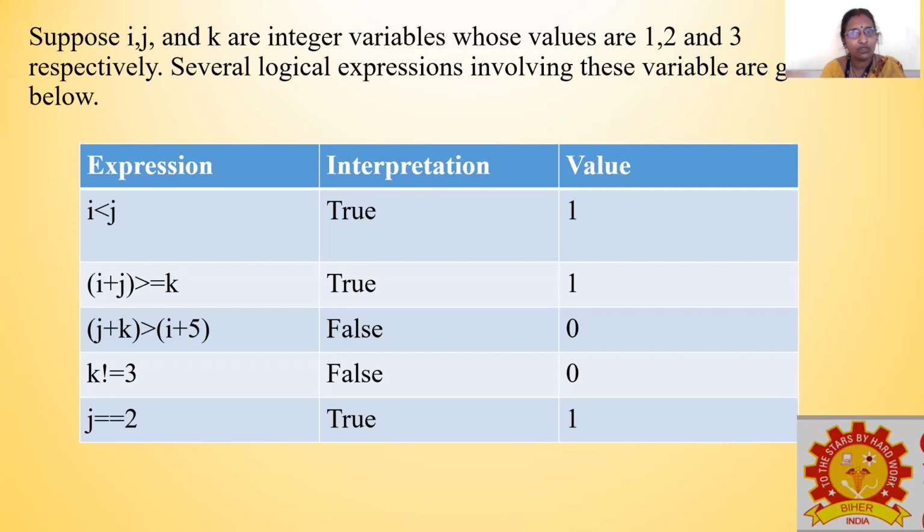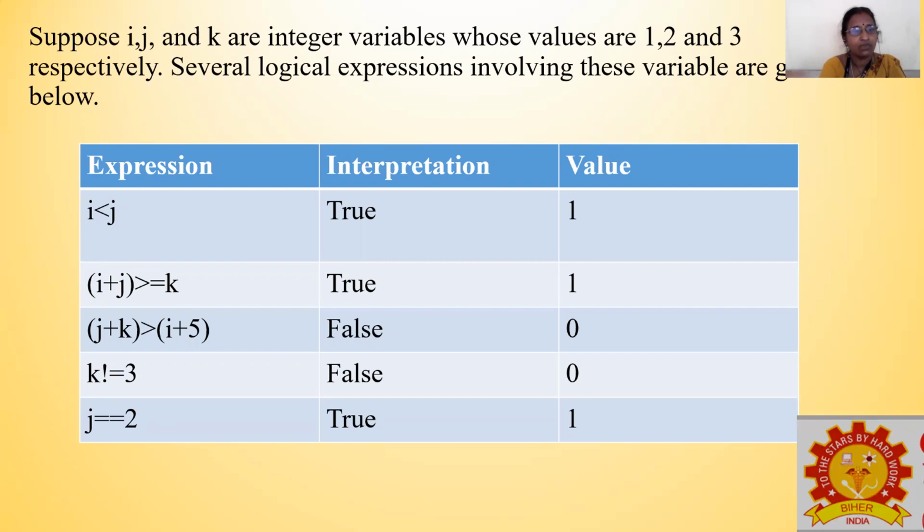i plus j greater than or equal to k. What is the i value? 1 plus 2 greater than or equal to k. Obviously, 1 plus 2 is greater than or equal to 3, so the evaluation is interpreted as true. The value will be 1. The third one is j plus k greater than i plus 5. j plus k value is 5, greater than i plus 5. What is the i value? 1. So 5 is not greater than 6. The interpretation is false, and this expression is evaluated to 0.